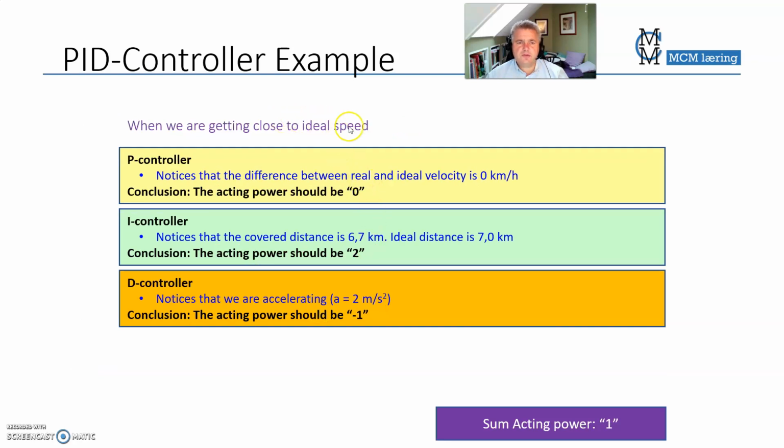We are getting close to the ideal speed. The P controller notices that and suggests an acting power of 0 because we now have 60 kilometers per hour. And the covered distance is still 300 meters behind, so the I suggestion would be 2. And we are accelerating, -1, so the sum of acting power is now 1.